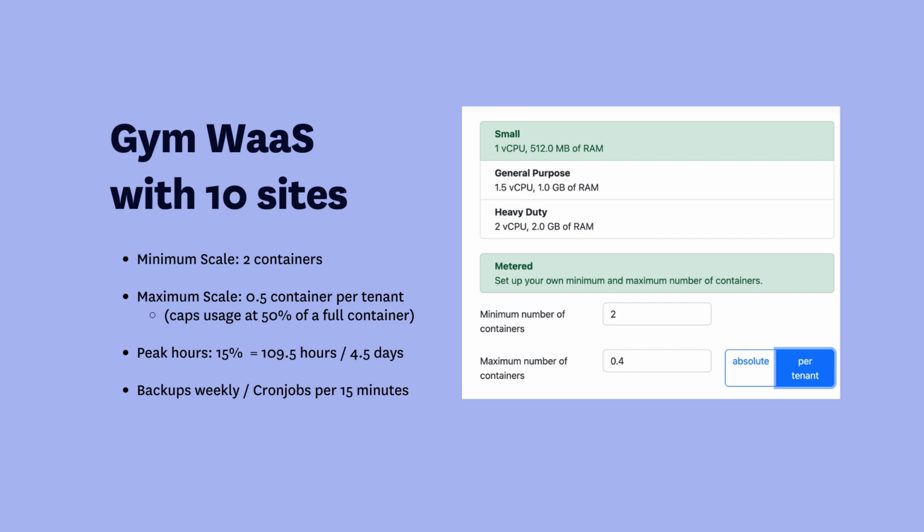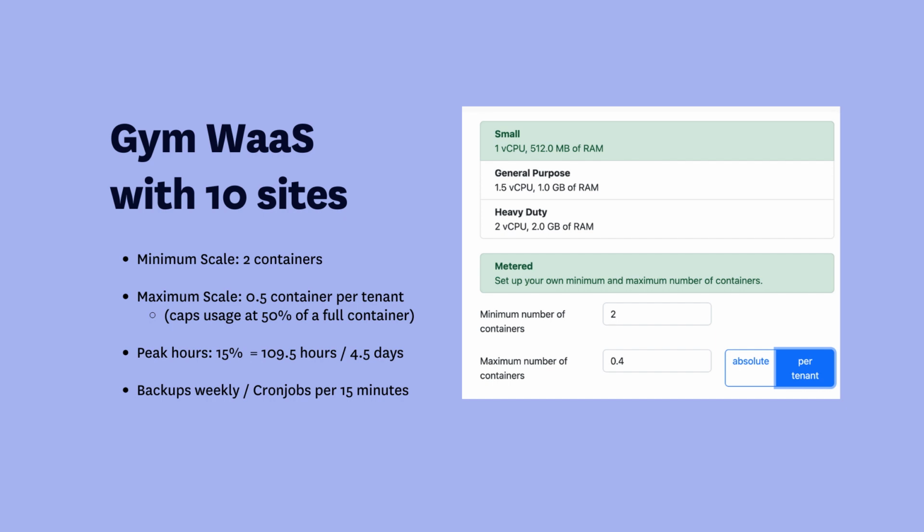As mentioned, this is the minimum for all accounts. The maximum scale is going to be 0.5 container per tenant, and this caps the resource usage at 50% of a full container. To arrive at an estimate of your monthly bill, we need to calculate peak utilization. Peak utilization refers to the times when your websites are getting the most traffic. For a WAS like this, we estimate it to be 15% of the month. With a month averaging 730 hours, 15% peak hours would be about 109.5 hours, or let's say 4.5 days. This estimate helps us calculate the cost of running your container during the busiest times.